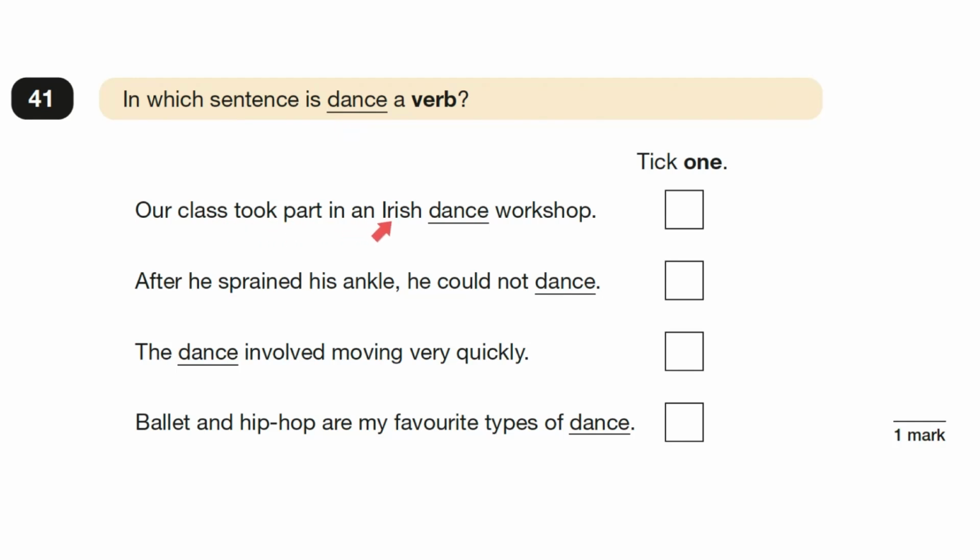Our class took part in an Irish dance workshop. Okay, so that's a noun. After he sprained his ankle, he could not dance. Could potentially be that one. The dance, so again, very, very obvious. We've got the determiner before. So it's definitely not that one because we know the dance involved moving very quickly. Ballet and hip hop are my favorite types of dance. And again, that is a noun, it's naming it. So it's this one here, isn't it? He could not dance, or he could dance if it was the other way around. So this is an action. He couldn't perform this action because it's saying he could not. So we're going to tick this one.